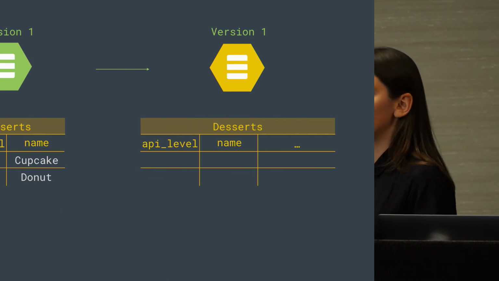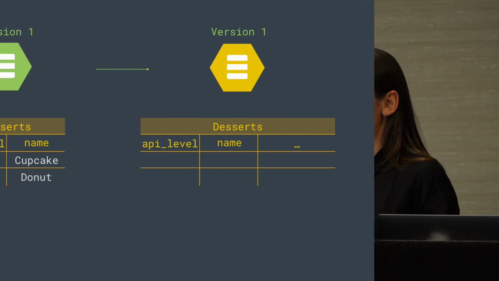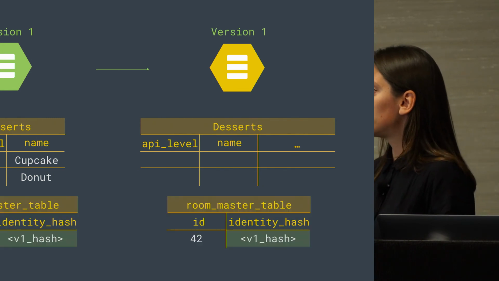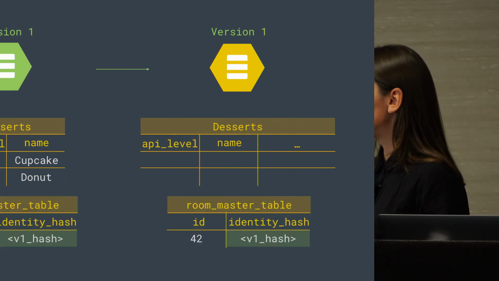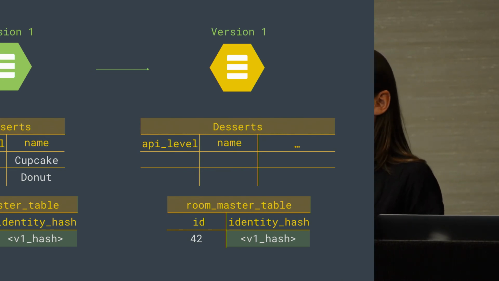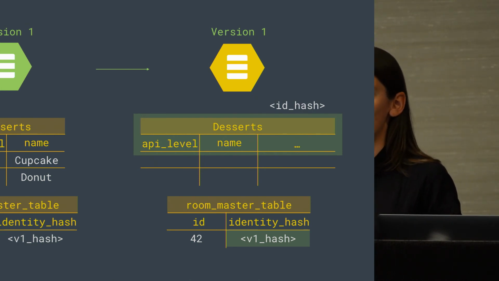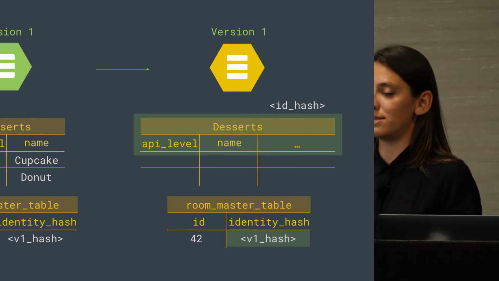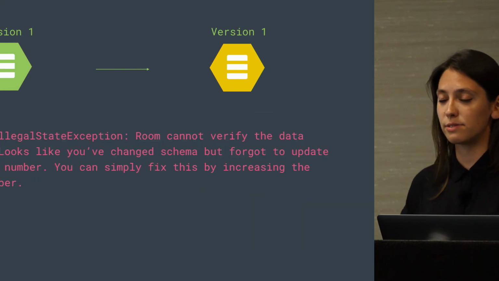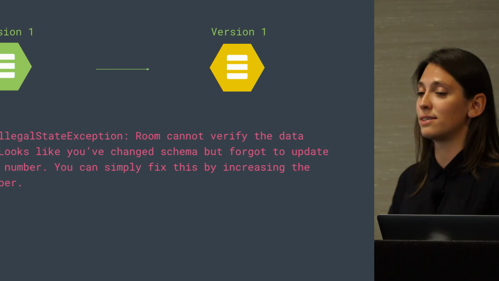Let's say that you're modifying the schema, so you're changing your entity, and you're not updating the version number of your database. What's going on here? Well, Room will see that in the Room master table, you have a specific version, version 1. But then it will also compute the hash for your current schema. And then it will see that the new computed value is different than the one in the Room master table. The result will be an illegal state exception, and it will tell you that, hey, you need to update the version number.